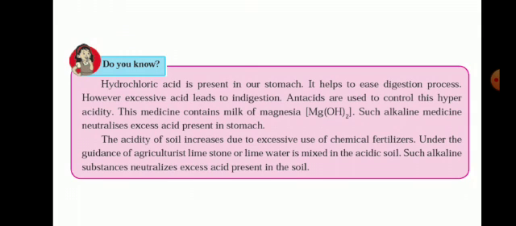Children, you know that when chemical fertilizers are added to the soil, the soil becomes acidic. And to reduce this acidity of soil, quick lime or slaked lime is added to the soil. So, quick lime or slaked lime, these are alkaline substances. So, the acid which is present in soil gets neutralized by this alkali. And you all know neutral soil is very good for the growth of plants.